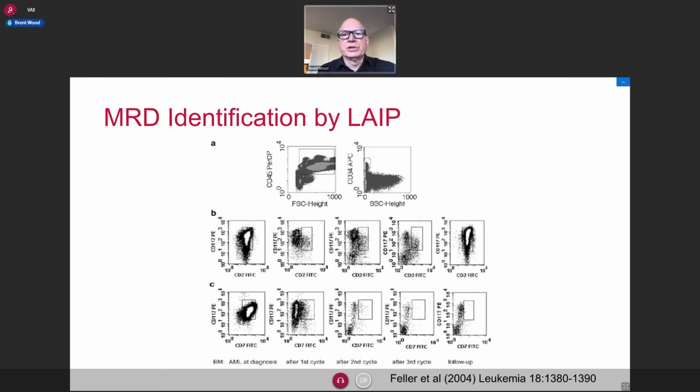So here's an example from the literature showing, in the middle row, a leukemic immunophenotype on the far left at the time of diagnosis. And after therapy at progressive time points, the persistent presence of events still within that box, and the patient eventually relapses on the far right. On the bottom row, we also have, at the time of initial diagnosis, an abnormal immunophenotype that's been identified, the box drawn, and after therapy, the number of events in that area progressively declines, and the patient remains in remission. So this approach does work for a subset of patients, but there are the caveats that I've mentioned.